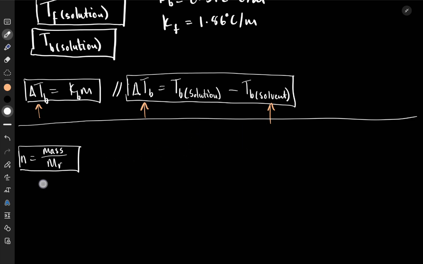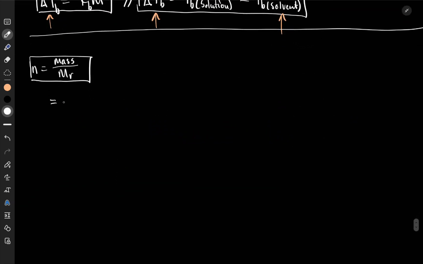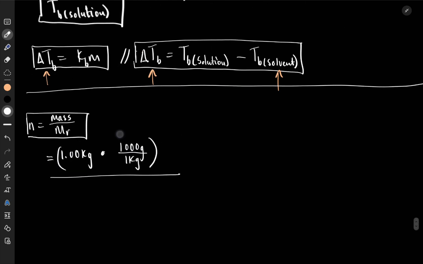So therefore, what is my mass? 1 kg, so it'll be 1.00 kg. But I must convert it to grams because Mr will be in grams. So I'll multiply by 1 kg at the bottom, to remove kg, and at the top I'll put grams. How many grams make 1 kg? 1,000 grams. This is how I convert. This is my mass, now in grams, divided by Mr.